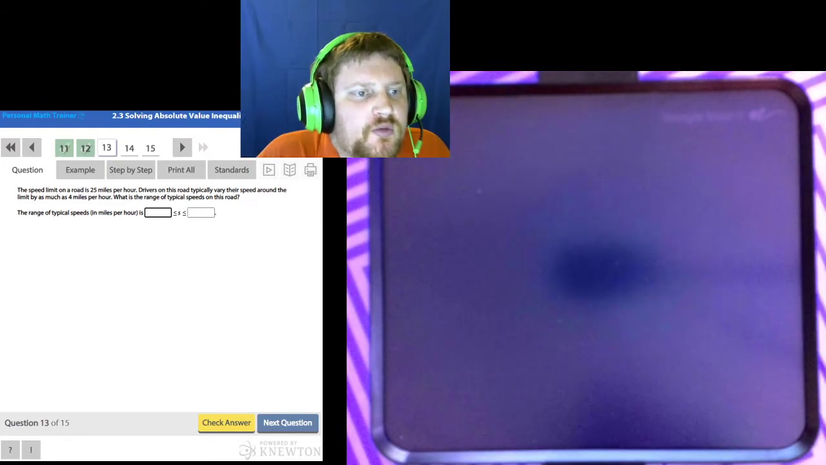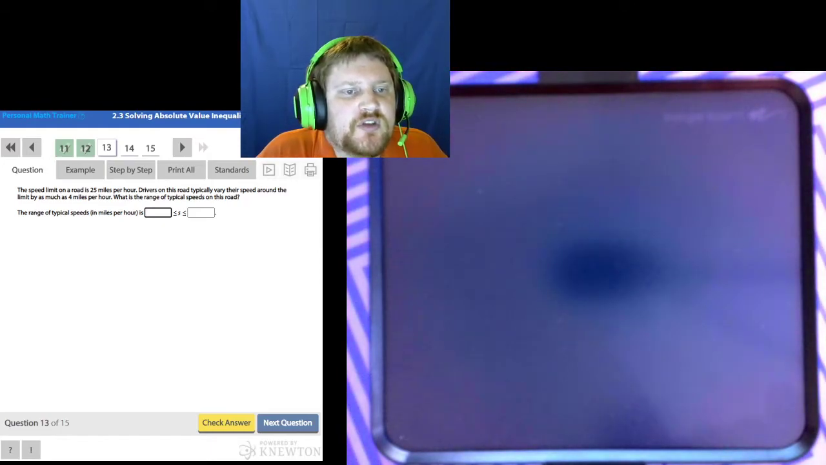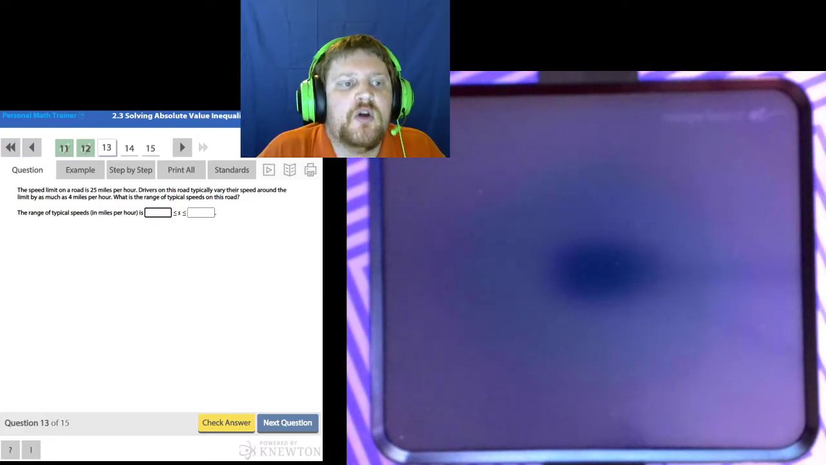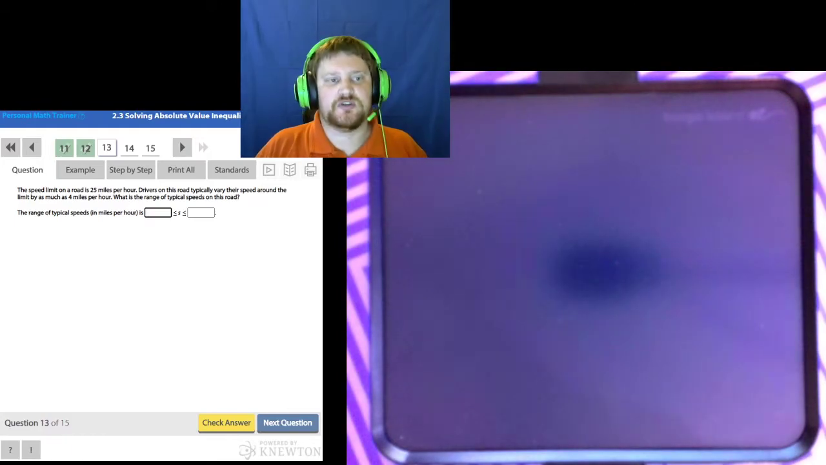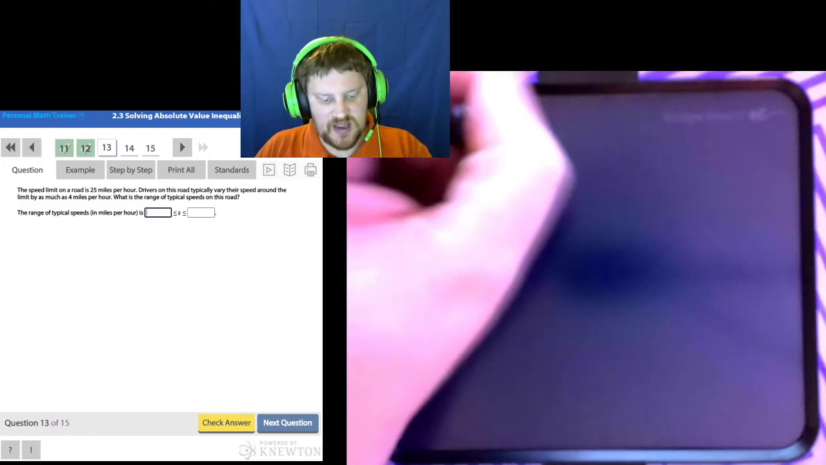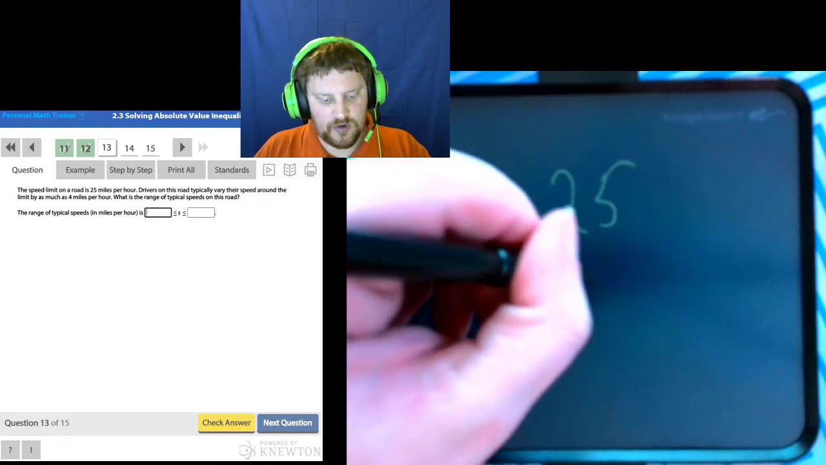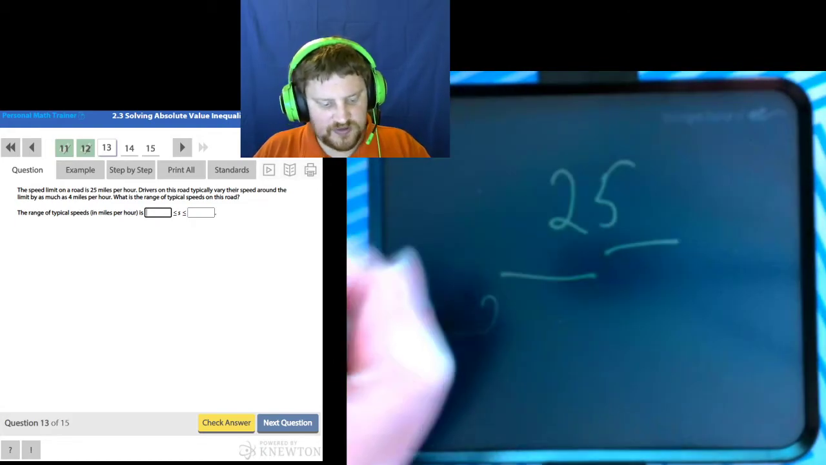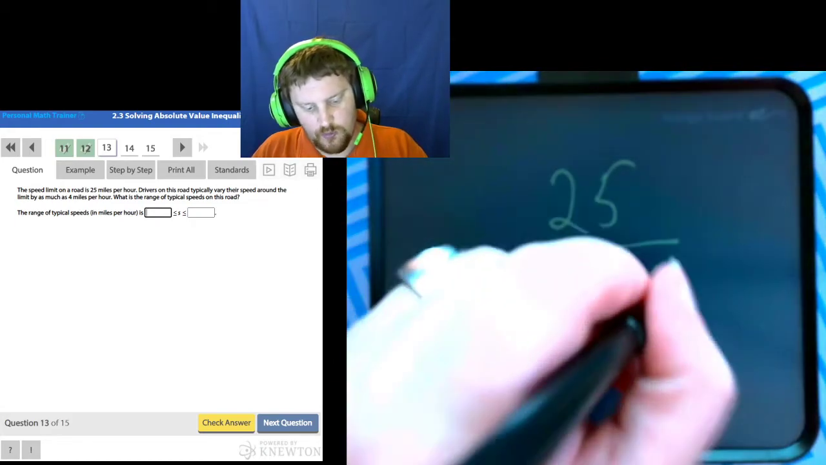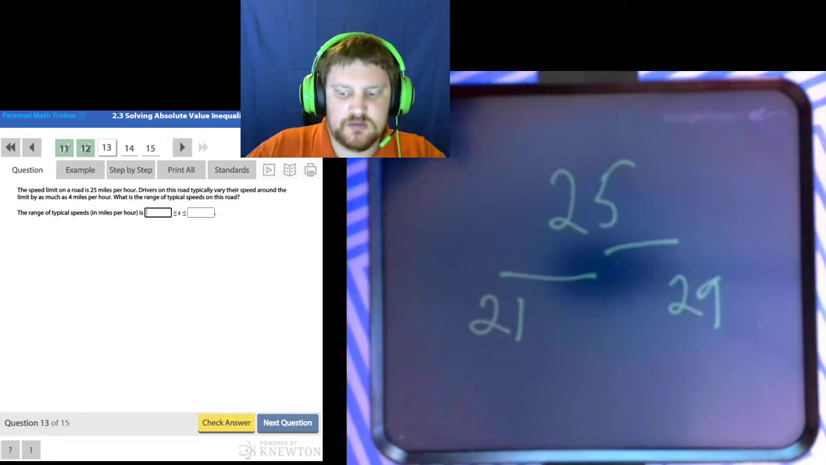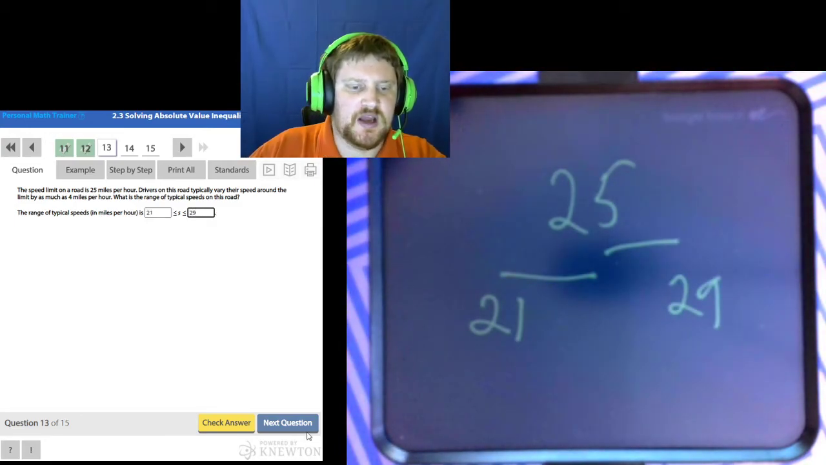The speed limit on a road is 25 miles per hour. Drivers on this road typically vary their speed around the limit by as much as 4 miles per hour. What is the range of typical speeds on this road? Once again, I'm going to do it just with the pure logic. If 25 is in the middle, I know I'm going 4 less and 4 more. 4 less than 25 is 21. 4 more than 25 is 29. 21 to 29.